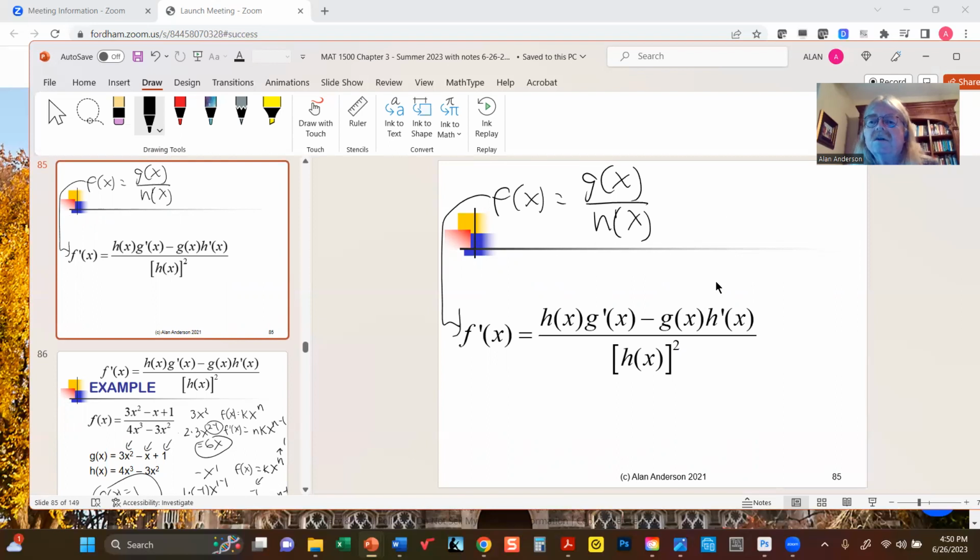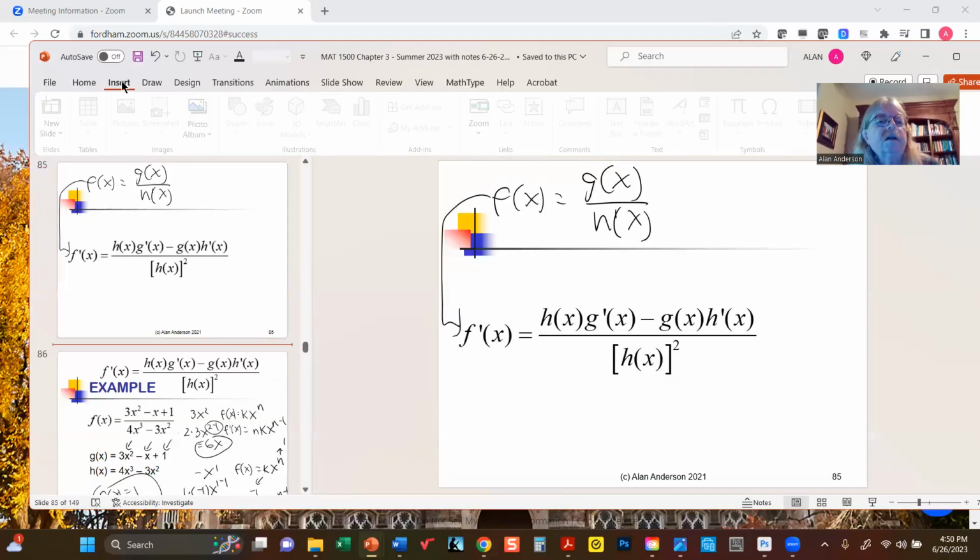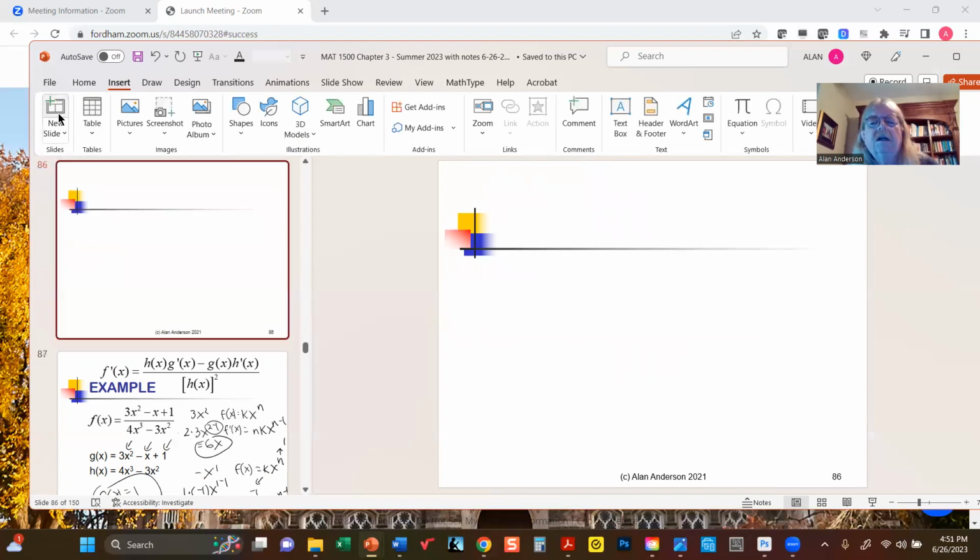But what we're going to do is write out what we mean by g of x, g prime of x, h of x, h prime of x, and then just plug them in. So if we want to create another new example, let's try, oh, I don't know. How about this one?